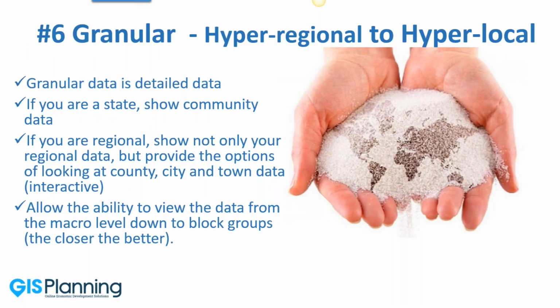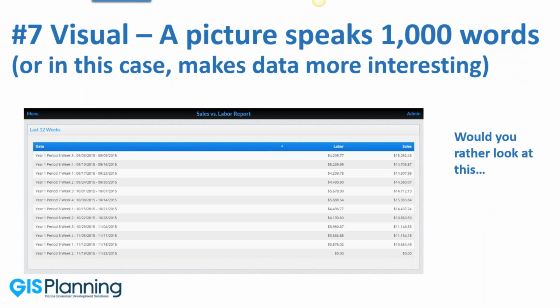Make sure your information goes all the way down into the weeds. So granular data is detailed data. So if you are a state, show community data. If you're a region, show not only your data, but provide options for looking at the counties, cities, and town data that make up your region and make it easy to find. Go all the way down to the micro level. If possible, the closer, the better.